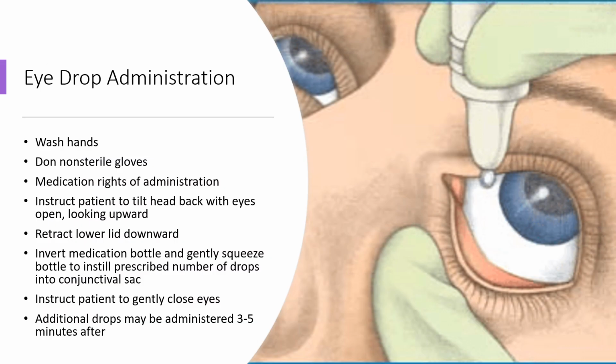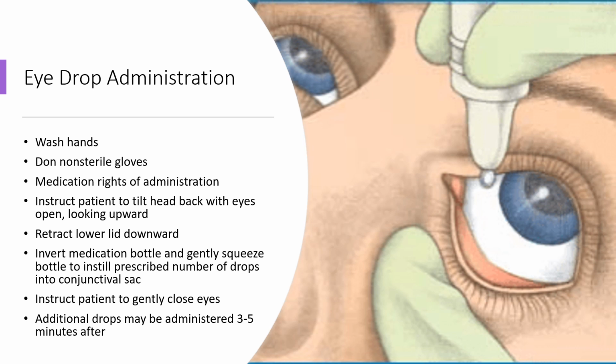So this slide, we're just going to briefly go over eye drop administration. You're going to wash your hands thoroughly, put on non-sterile gloves, and verify the correct medication, time, and number of drops. You're going to instruct the patient to tilt their head back with their eyes open, looking upward. Retract the lower lid downward. Invert the medication bottle and gently rest your wrist on the patient's cheek. Gently squeeze the body and instill the prescribed number of drops into the conjunctival sac. Take care not to contaminate the medication dropper or bottle by touching the eye sac or any other foreign objects.